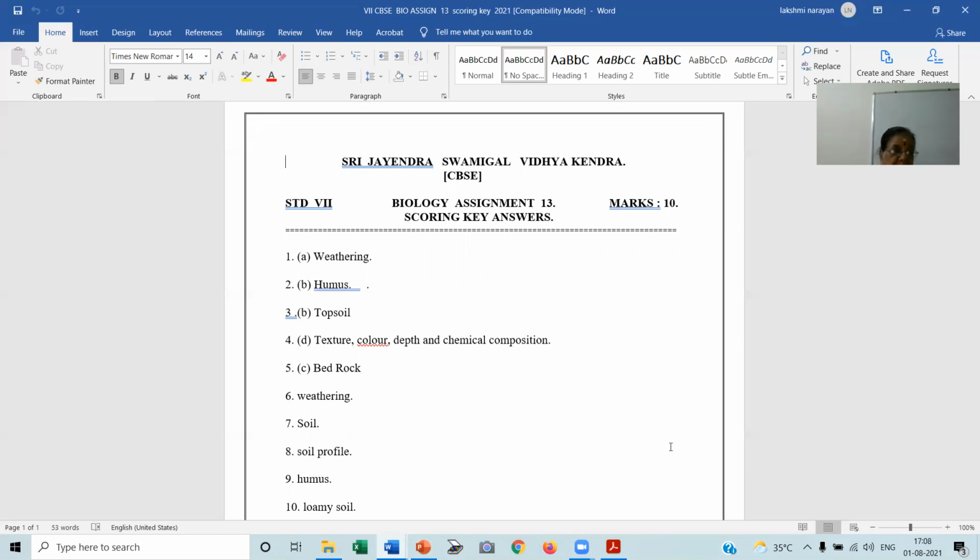Then question 5, it is bedrock. Then 6th fill up, withering. 7, soil. 8, soil profile. 9, humus. 10, loamy soil. I repeat, 6, withering. 7, soil. 8, soil profile. 9, humus. 10, loamy soil. I hope you have noted. So this is for assignment number 13 answers.